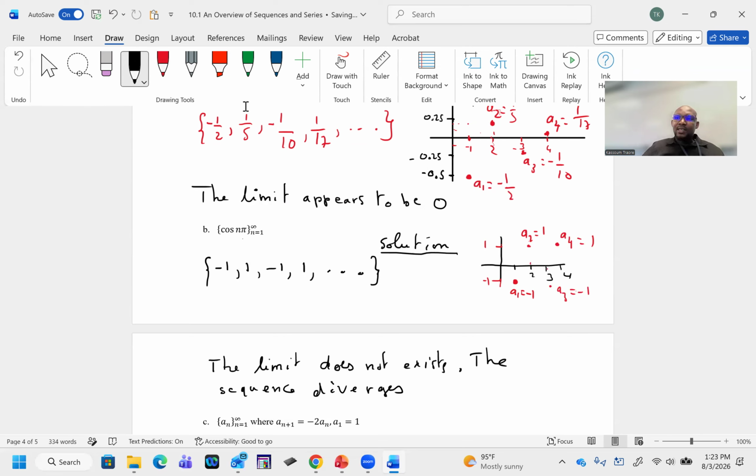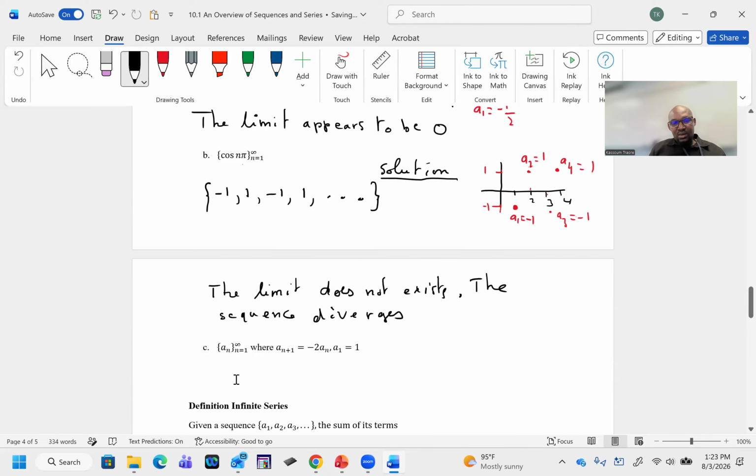And finally, C, same thing. Again, I'm going to go fast. We know the solution. The first term is given, which is 1. The second term would be negative 2, then 4, negative 8, and so on.